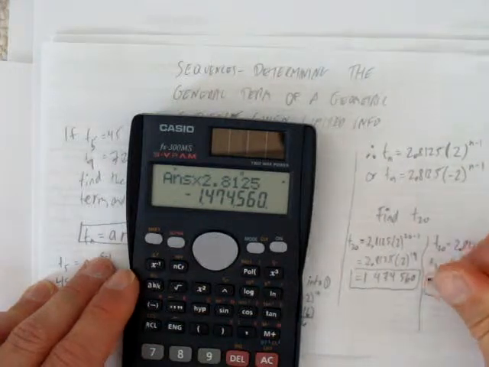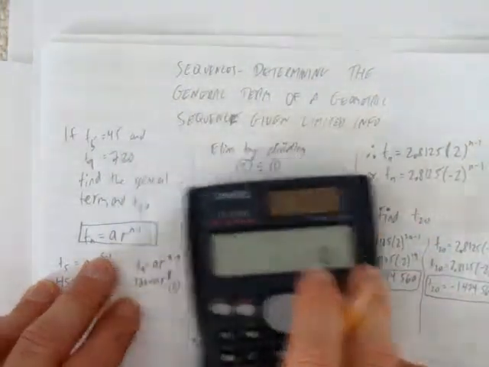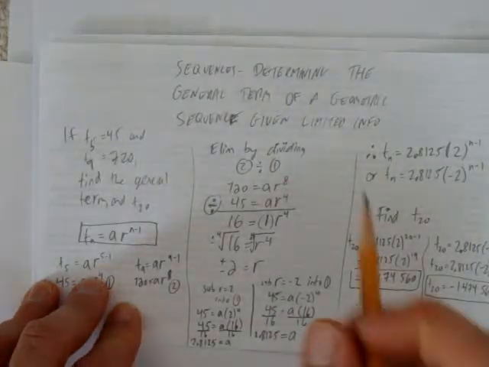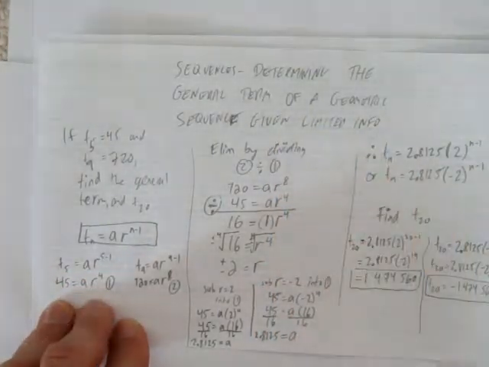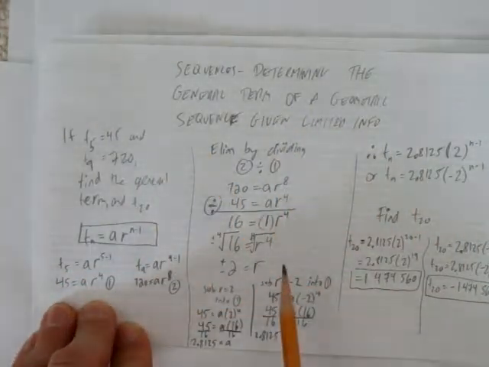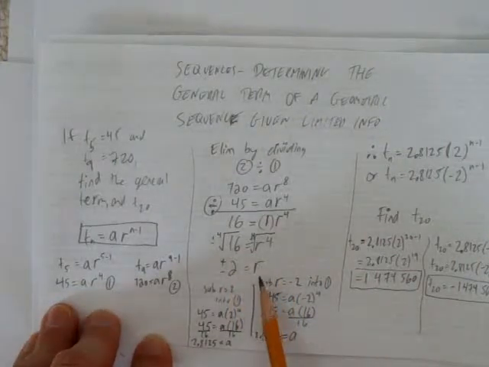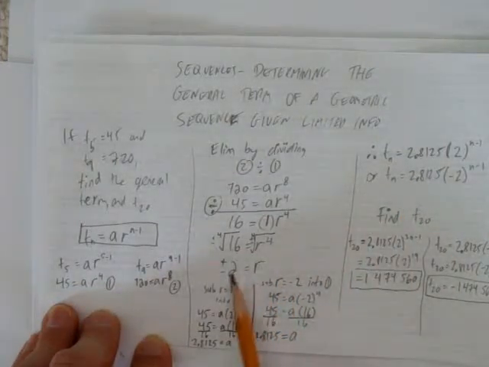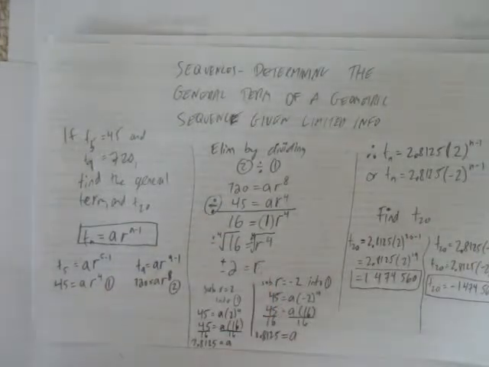This is a nice example of how to determine the general term of a geometric sequence given limited information, and in particular here, this particular question had two possible general terms because there were two possible ratios or two possible R values.